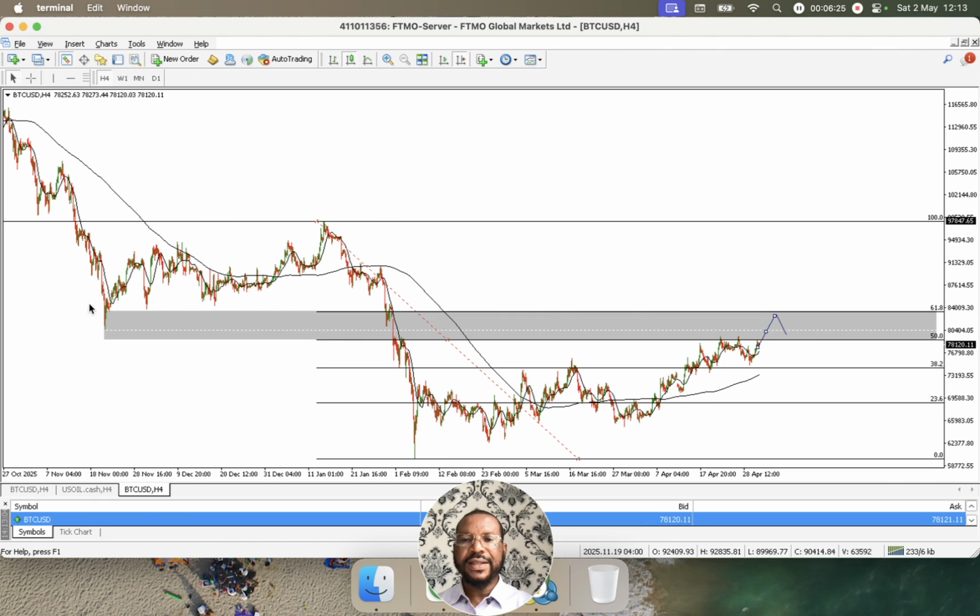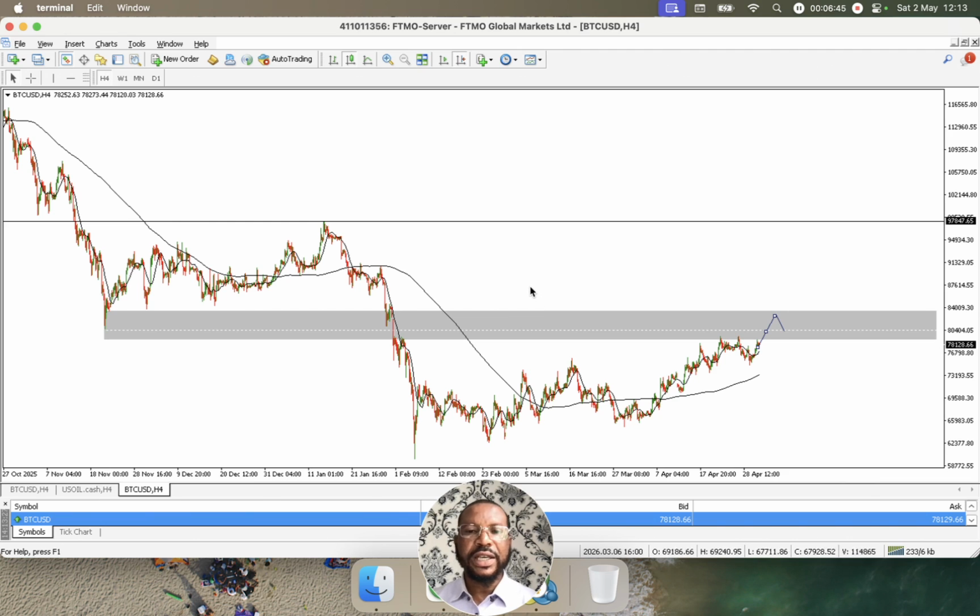I can see that this level is a 50, 61.8 Fibonacci area. It was a support area that will be coming to act as a resistance. From there, I expect the sellers to take this price back down. Okay.